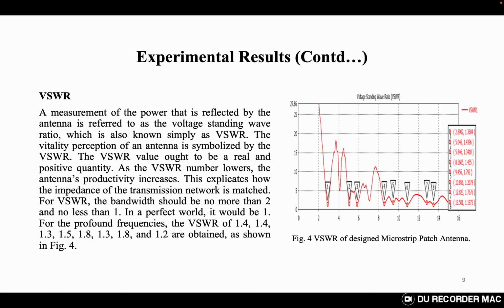For the resonant frequencies, the VSWR values of 1.4, 1.4, 1.3, 1.5, 1.8, 1.3, 1.8, and 1.2 are obtained as shown in figure 4. This is figure 4, the graph of VSWR of the designed microstrip patch antenna.